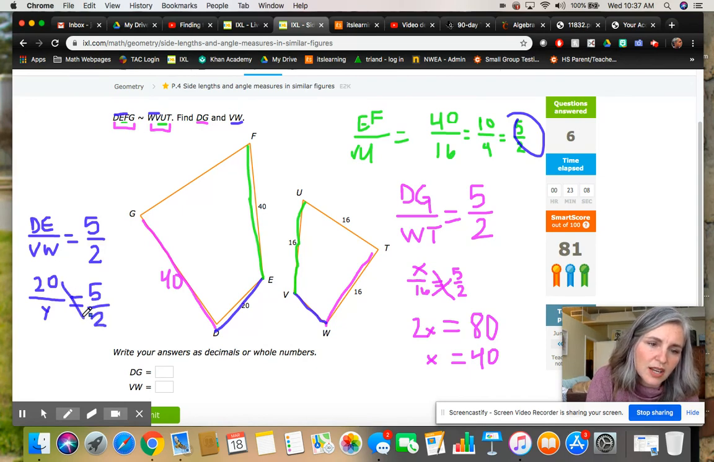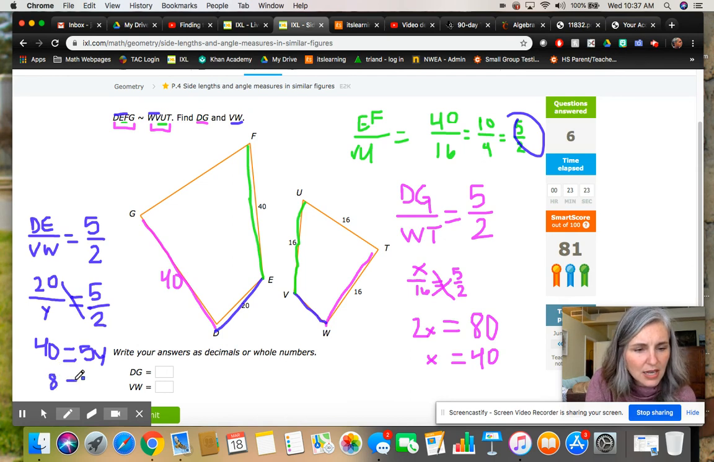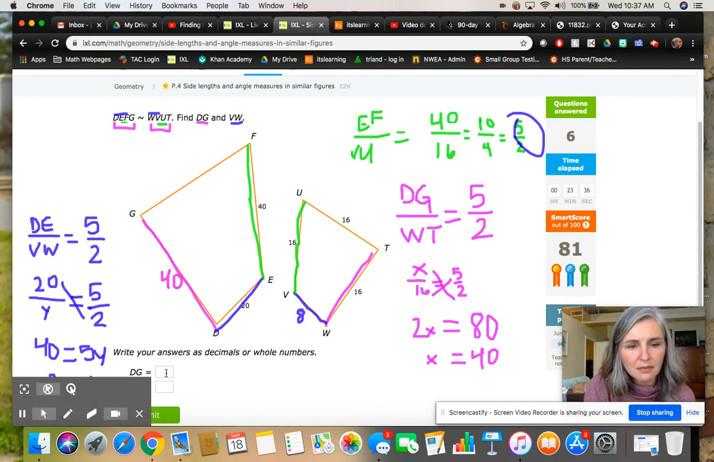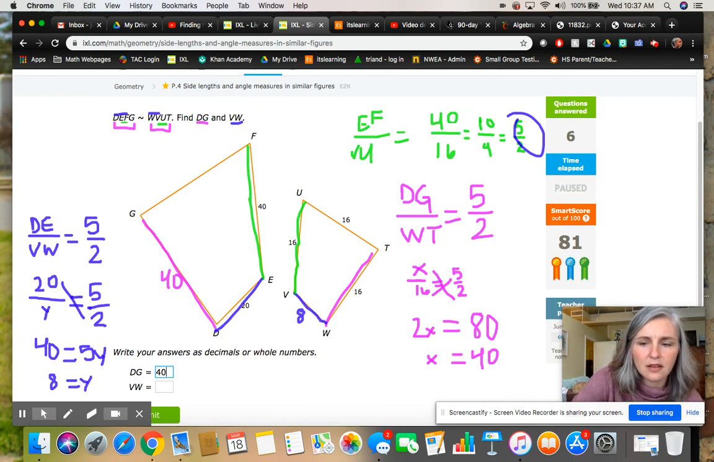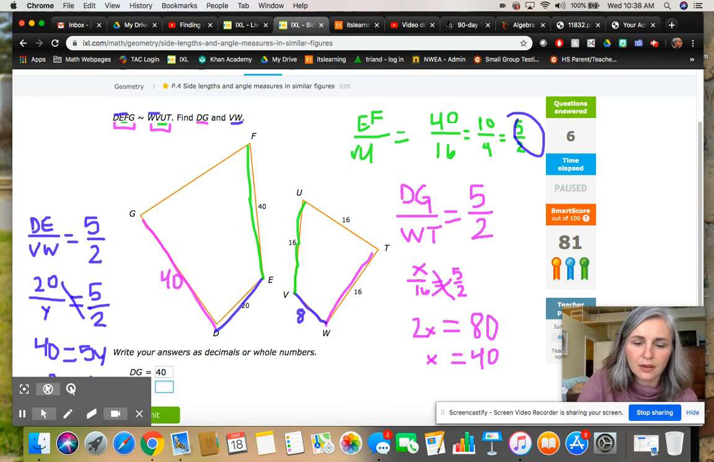And then cross products, I have 20 times 2, which is 40, and Y times 5, which is 5Y. And then divide by 5, and I get 8. Okay, and so I know that my DG is 40, and my VW is 8.